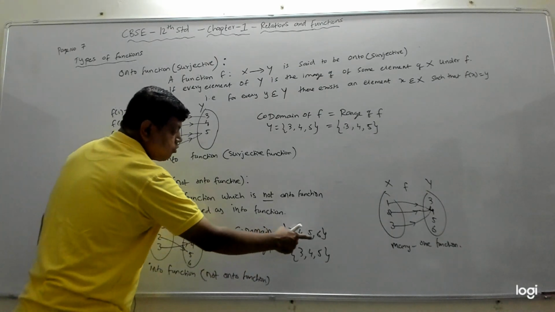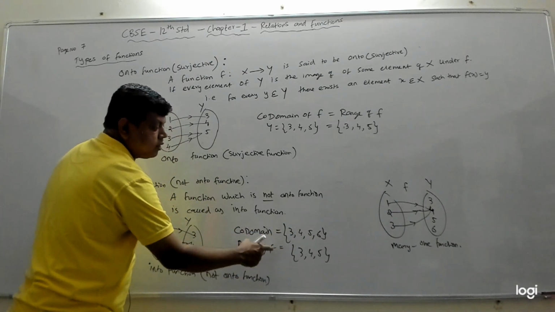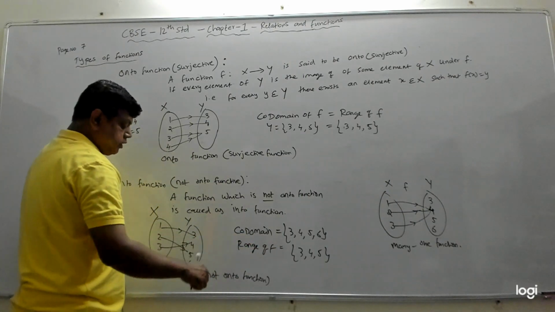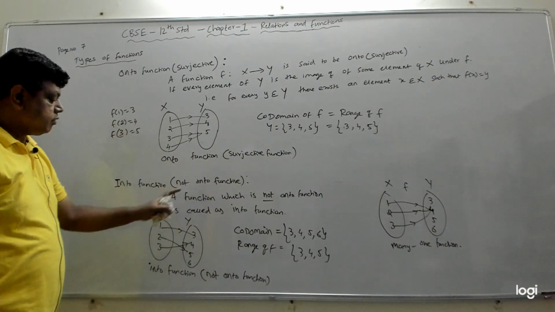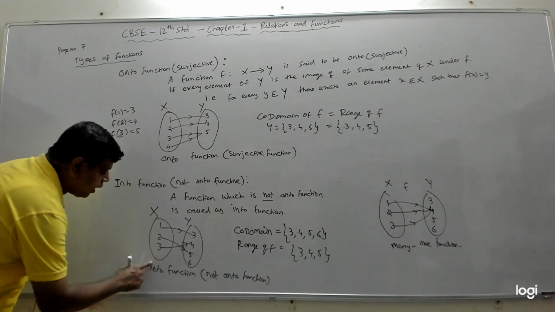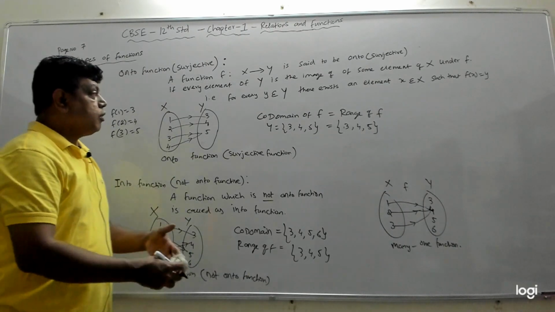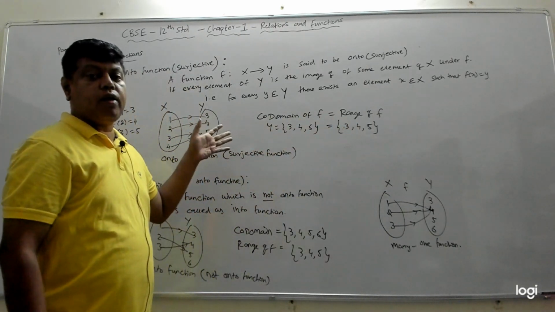So codomain is 3, 4, 5, 6. Range of f is different. They are not the same set. Therefore, it is not an onto function, which means it is an into function. When codomain equals range, then you call it onto.